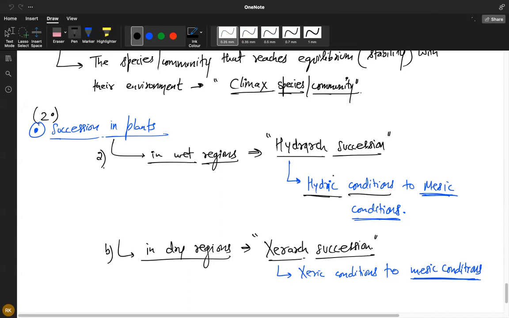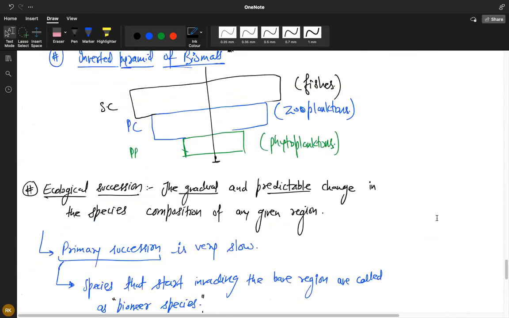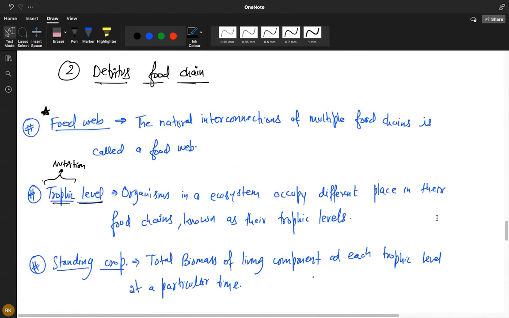So the succession can either go from hydric to mesic conditions, which is from water rich to water neutral. This is called hydrarch succession. Or in dry regions, it can be xerarch succession. In wet, it's called hydrarch because hydro means water. In dry, it's called xerarch because it goes from xeric conditions to mesic conditions. But in both cases, the succession moves towards a more optimal, mesic, middle kind of environment. So these are a few things you need to know and understand in this chapter.